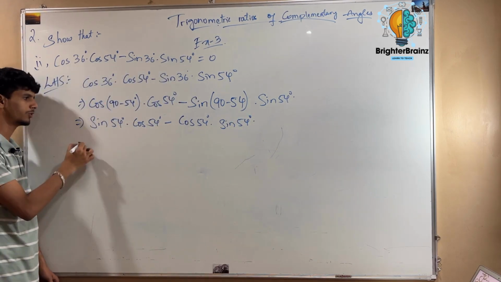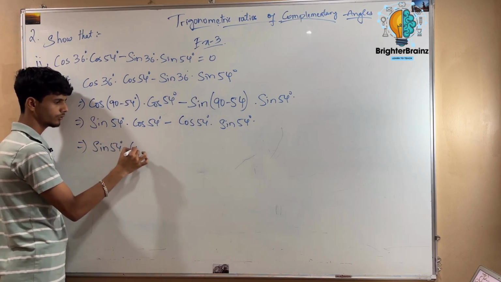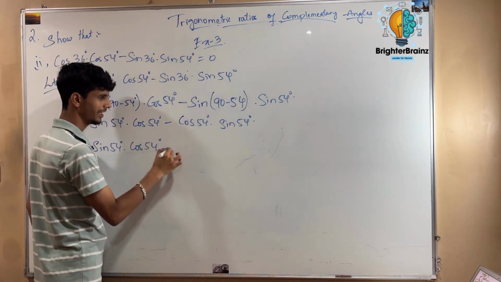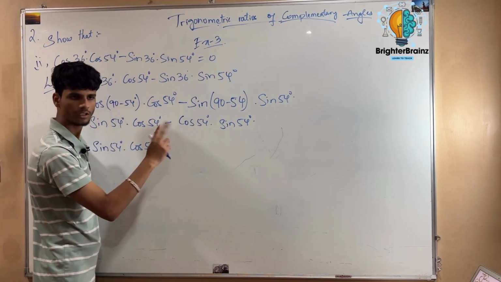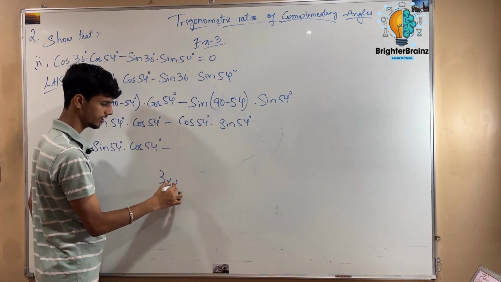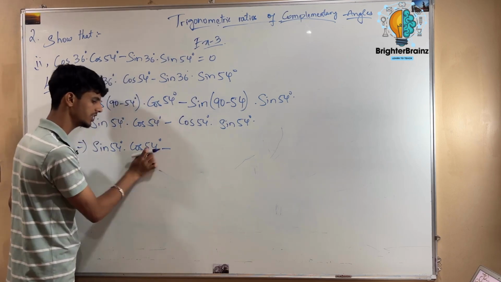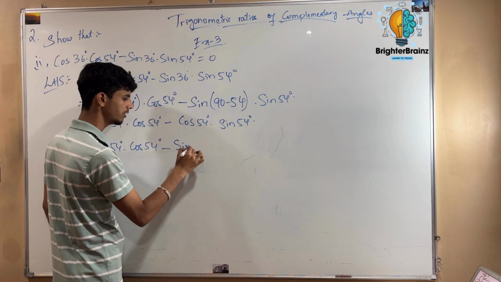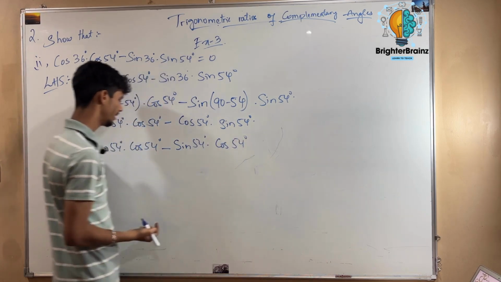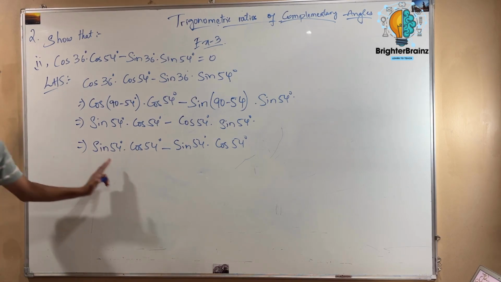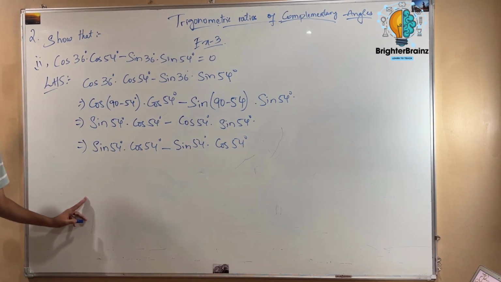Okay, now sin 54 degrees into cos 54 degrees minus, first let us write sin 54 first and then cos 54. It can be interchanged, right? 3 into 2 is equal to 2 into 3, is it? 6. The same result we'll get. So let us interchange. So sin 54 into cos 54. Now see here, observe, these two are the same terms. If we subtract the same term, the result will be 0.